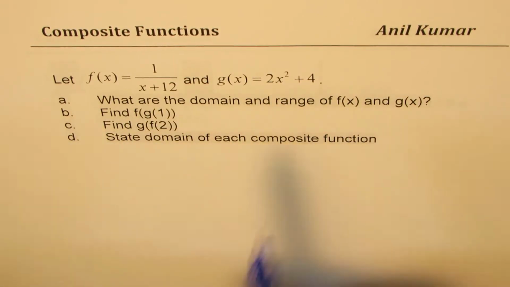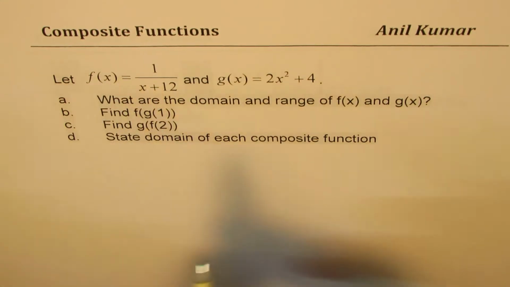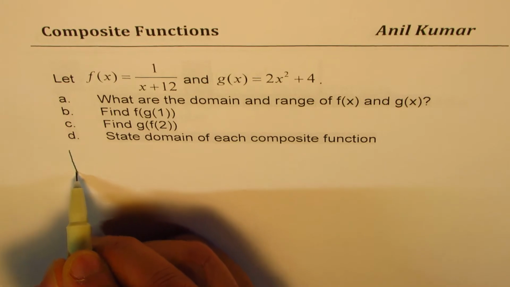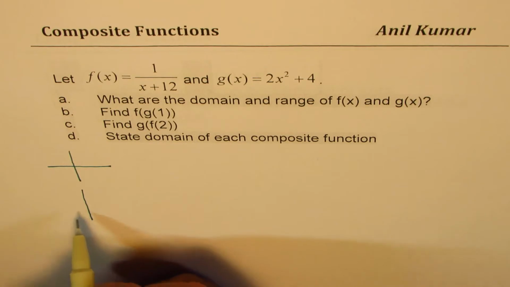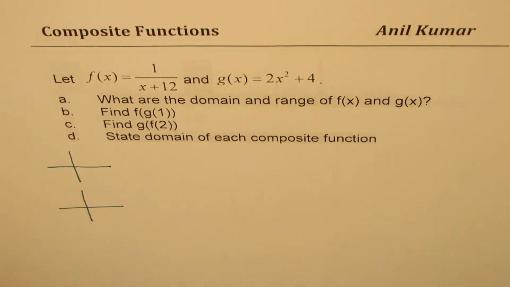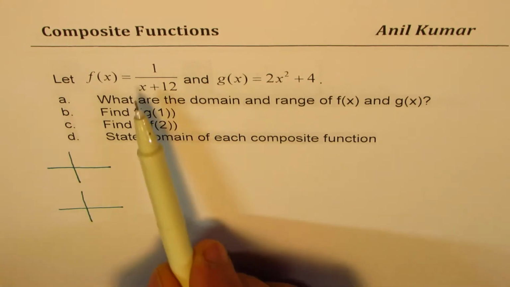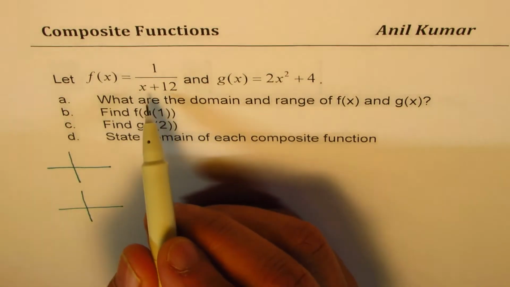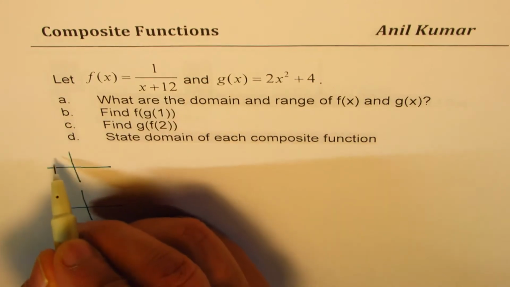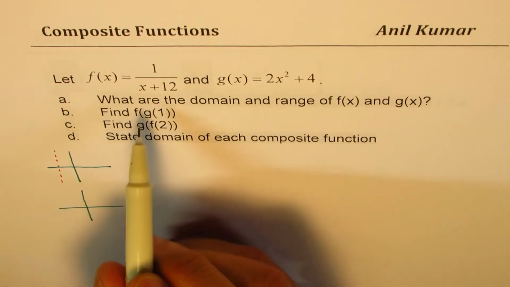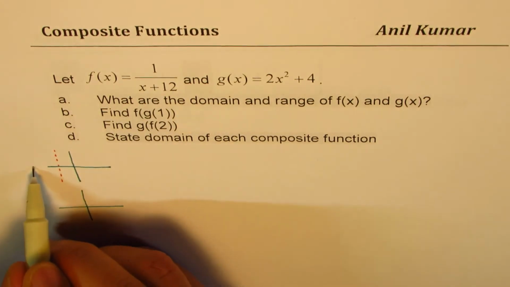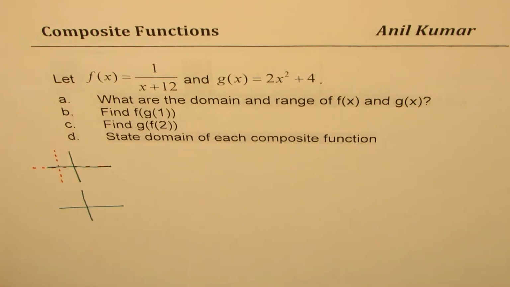What are domain and range for these functions? I know it's not a part of this to sketch these functions. However, it becomes simpler if we make a small sketch here and then visualize all the solutions. So the first function may look like a reciprocal of x plus 12. So there's a vertical asymptote at minus 12, correct? And the horizontal asymptote is the x-axis.